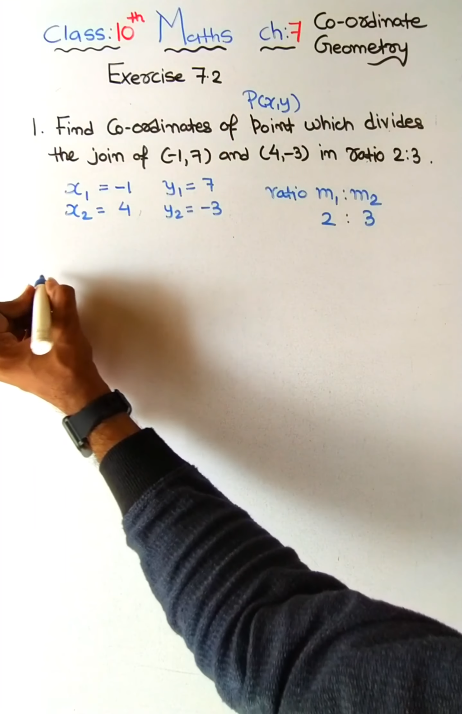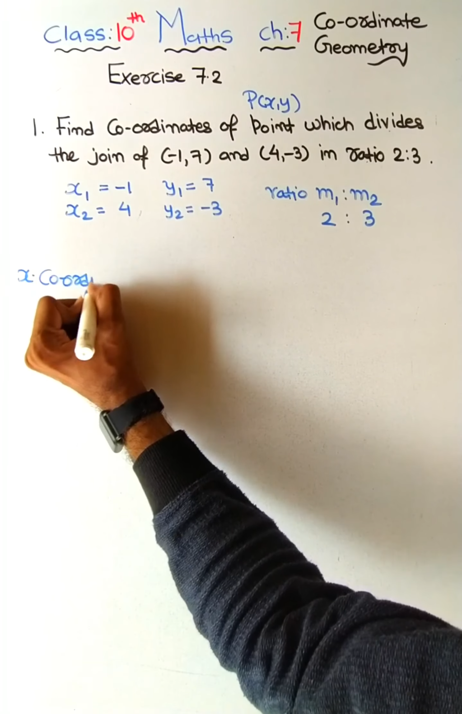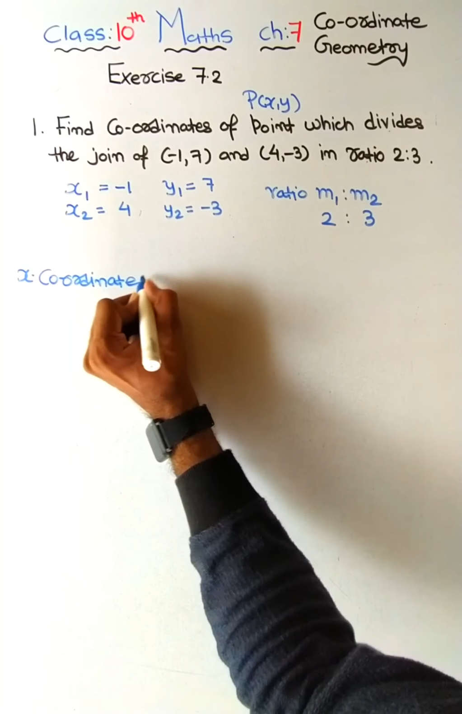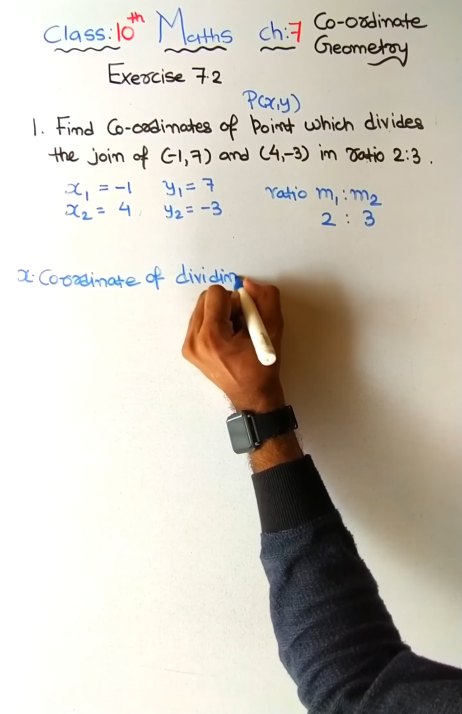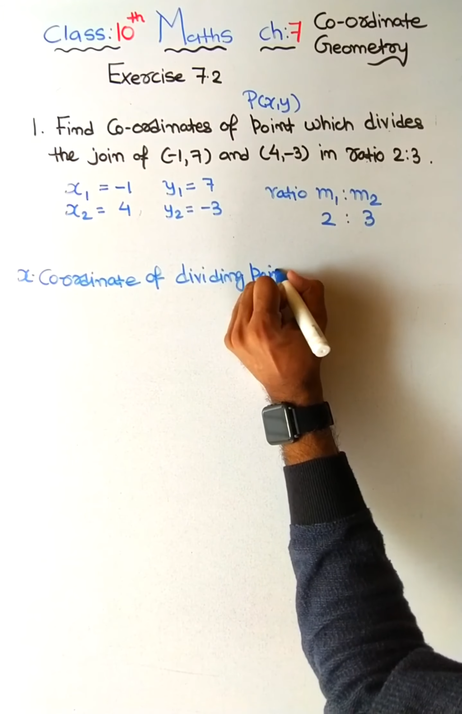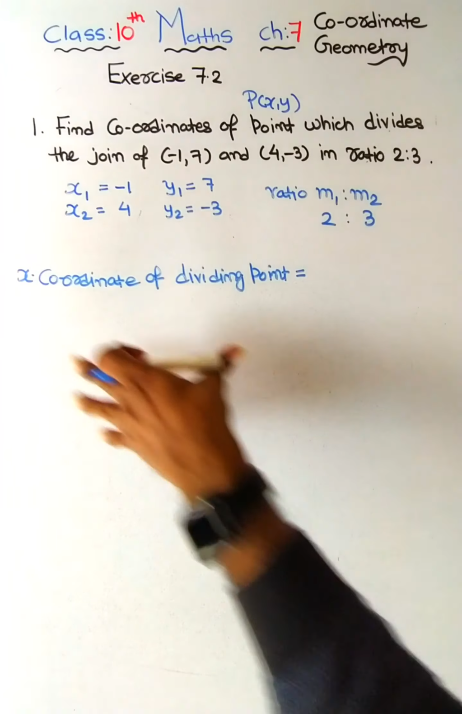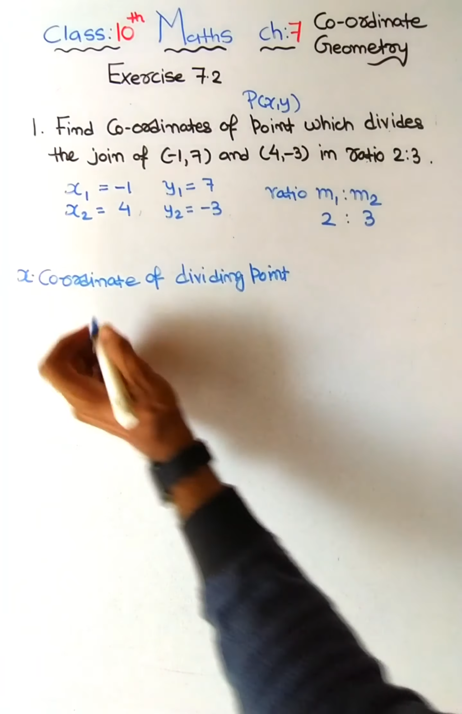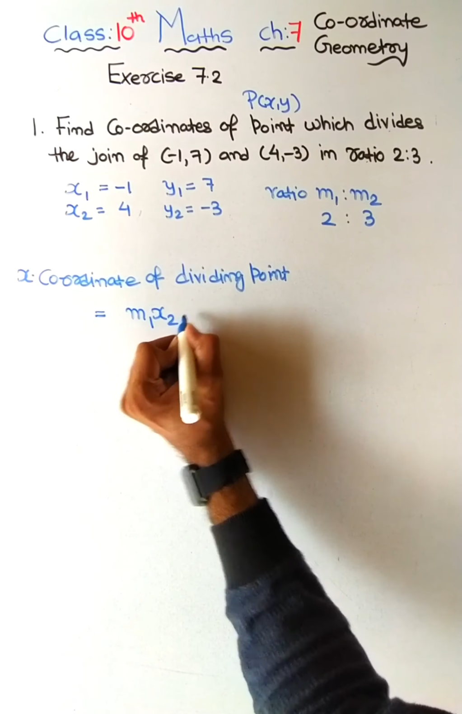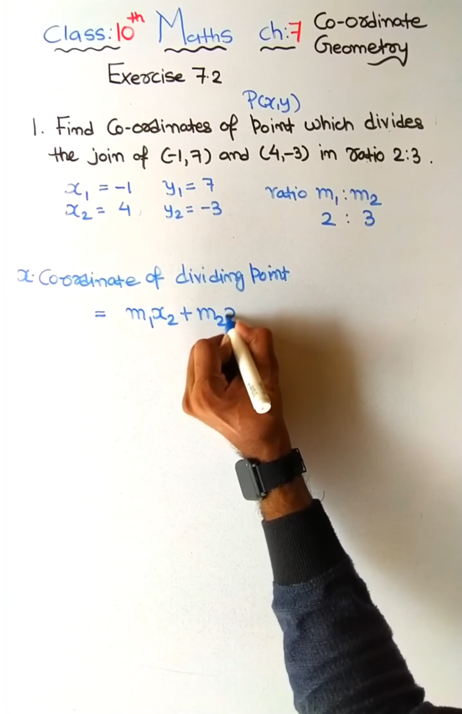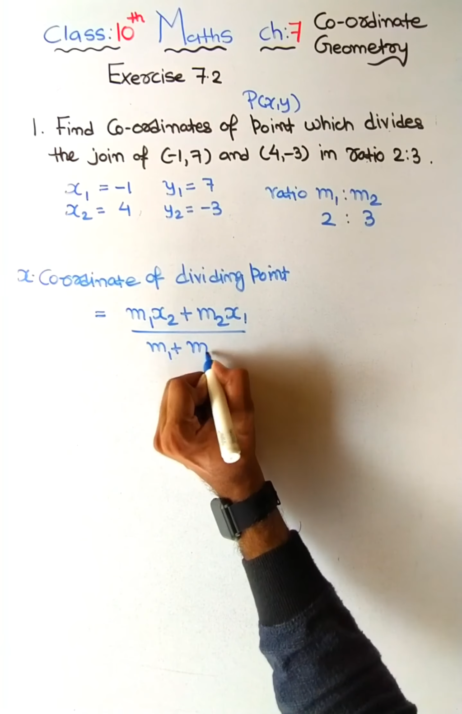Okay. So here the x coordinate of the dividing point, here I am writing in detail, right? Moreover, when we will solve further questions, we won't be writing this lengthy. So over here x coordinate will be (m1 x2 plus m2 x1) upon (m1 plus m2).